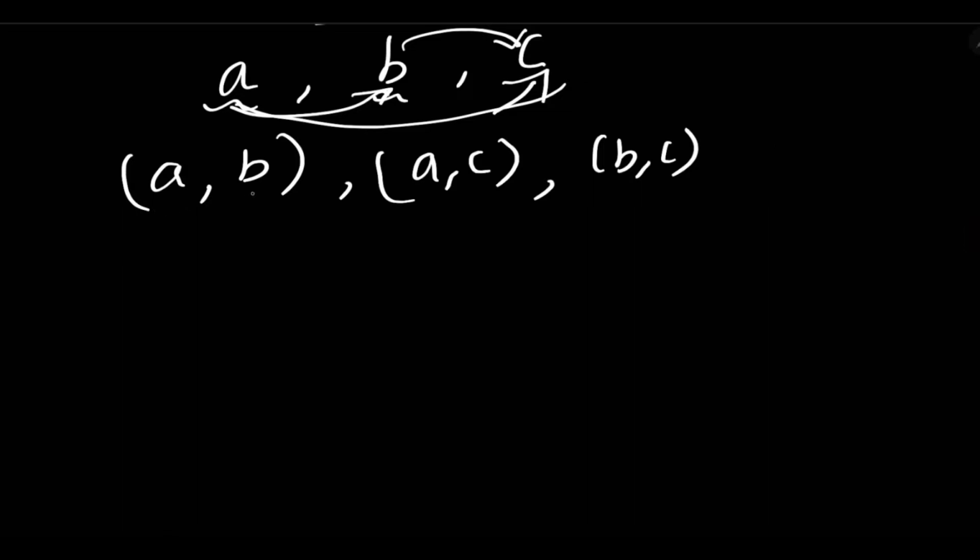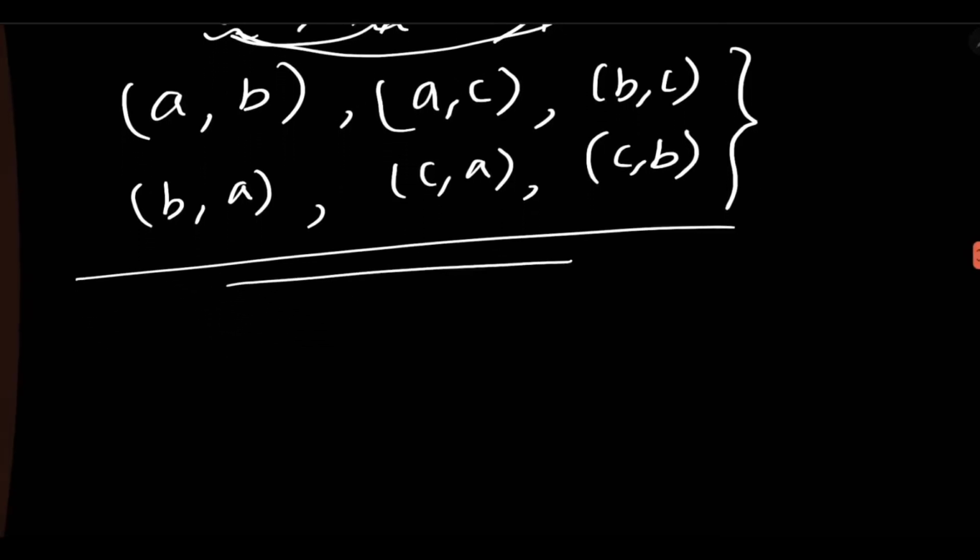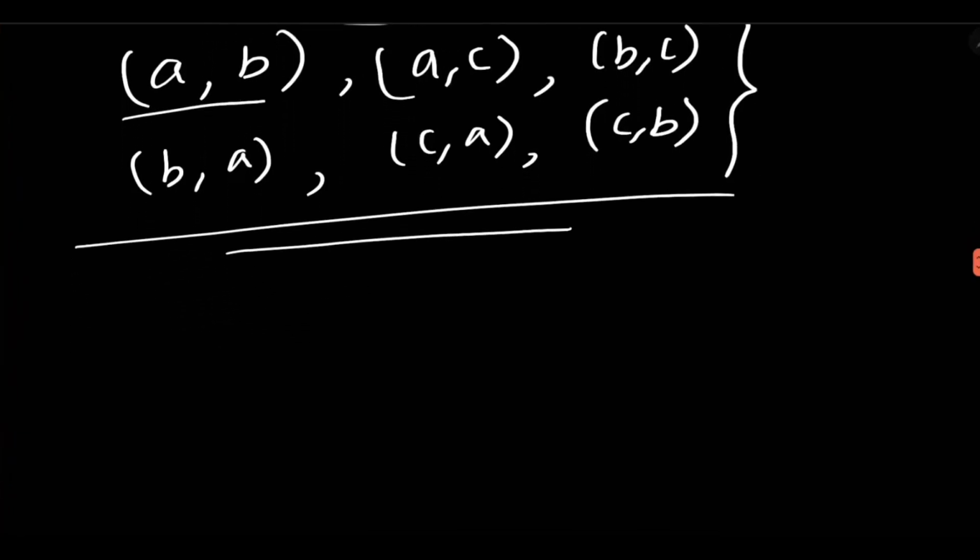AB is different than BA, right? And CA and CB. As I told you, the order of arrangement here matters a lot. So AB is different from BA. In permutation particularly, the arrangement of the items or the objects is very, very important.